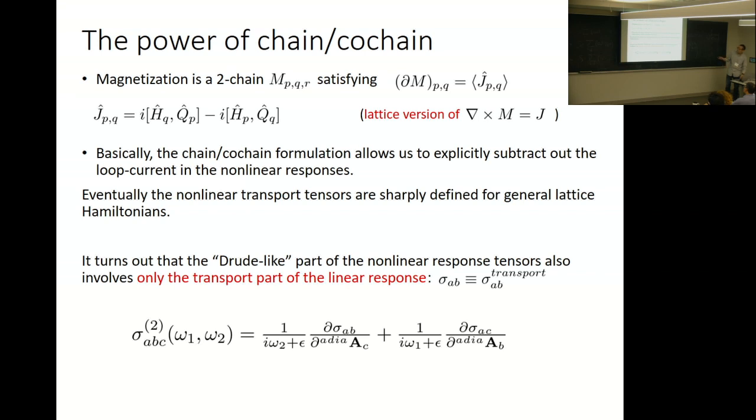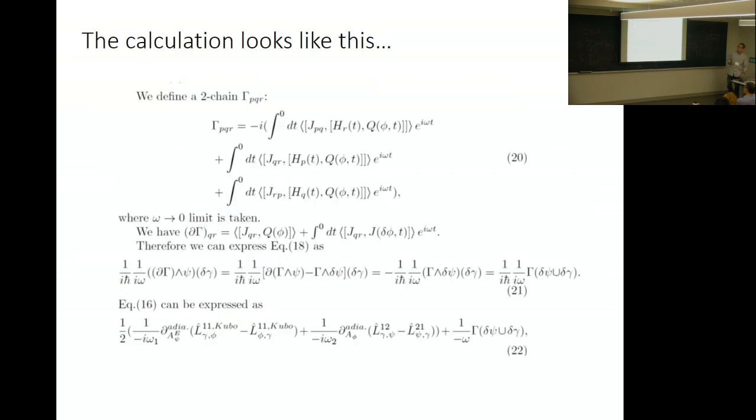And so basically, this allows us to explicitly subtract out all the loop current contribution in the nonlinear response, and eventually all the transport tensors are sharply defined for generic lattice Hamiltonians. And it turned out that when I do this partial, all the sigmas, all these linear response tensors are the transport linear response tensors. So you cannot use the Kubo one. But if you use the Kubo one, this is the product. So the calculation looks like this. To do this calculation, somehow you really do this kind of chain, co-chain on lattice.